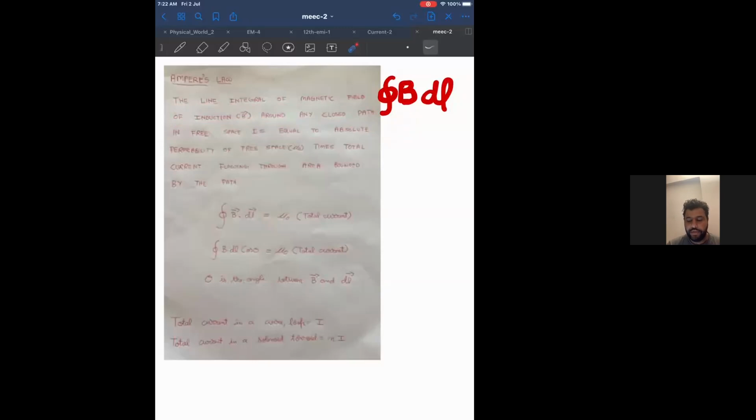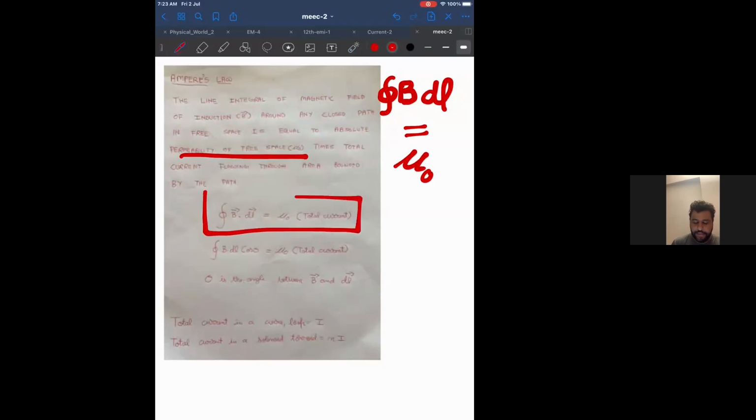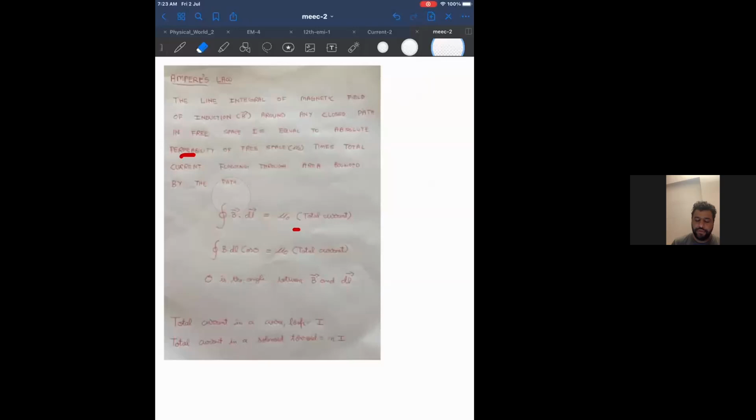The line integral of magnetic field of induction around any closed path in free space is equal to the absolute permeability of free space. Absolute permeability of free space is denoted by mu naught. Everyone knows this. It is equal to mu naught times total current. Now see, this is the Ampere's law formula. Check the formula for Ampere's law. Okay. Be with me. Don't zone out. Listen to me.